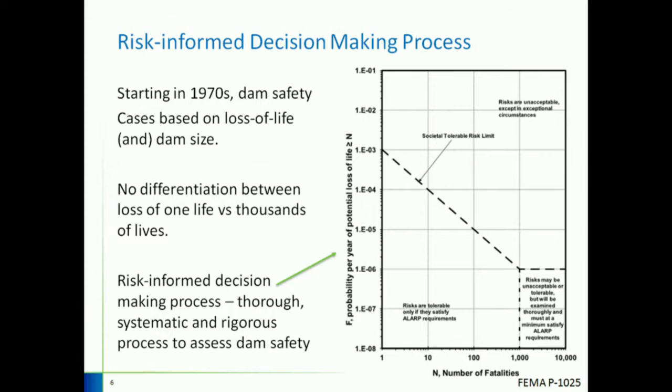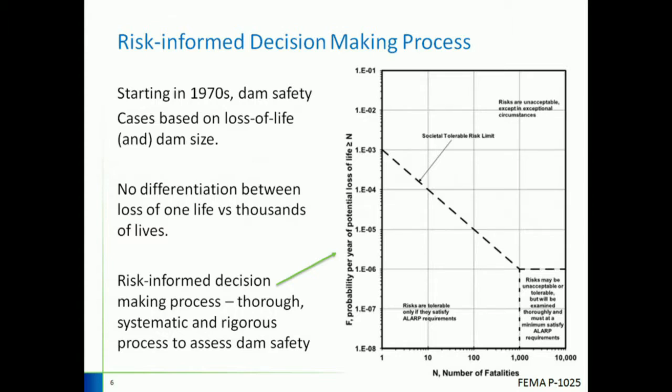Same thing, starting from the 1970s. The process has been changing. And as you very well know, the current practices are based on either the loss of life or the dam size, the categorization of the dams. And that process makes no differentiation between loss of one life versus 1,000 lives.